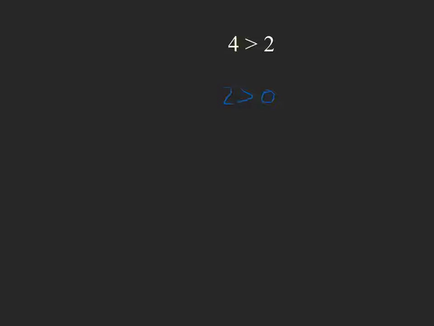We could multiply. Remember multiplying? Multiplying is just saying that it's multiple groups. So if I multiply by 2 on both sides, I'm saying I have a group of 4, now I have 2 groups of 4, so I have 8. And over here I had 2 groups of 2, so now I have 4. And it's still true that 8 is bigger than 4. A bigger group doubled is bigger than a smaller group doubled.